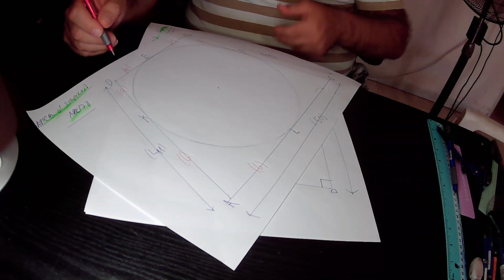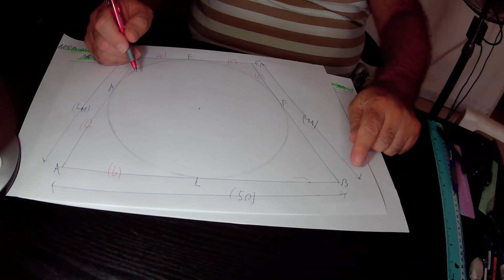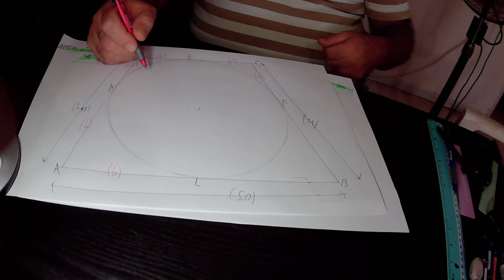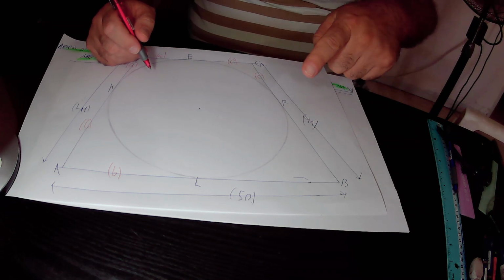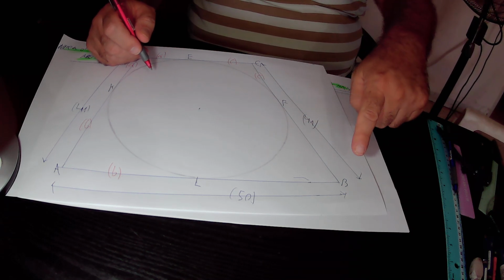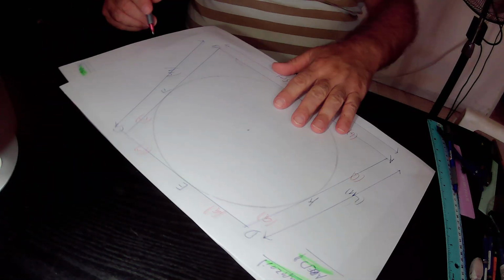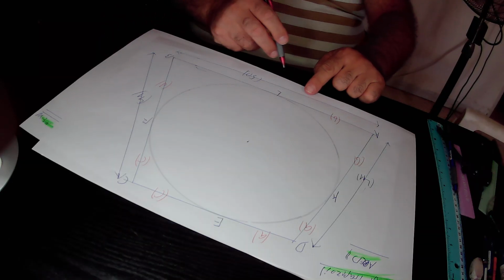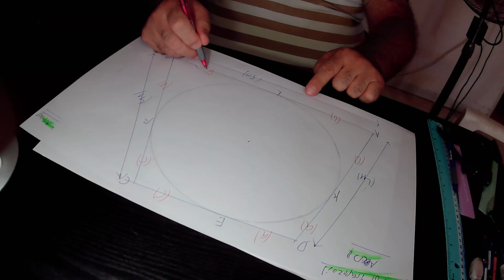And finally, we focus on this common external point, point B. From point B, we have two tangents to this circle, tangent BF and tangent BL. And according to rule 2, they are equal to each other. That is to say, BF equals BL. So if we define the length of tangent BF as D, then the length of tangent BL must also be equal to D according to rule 2.